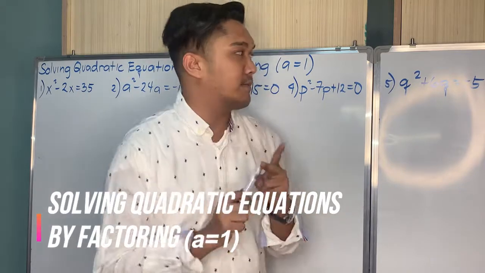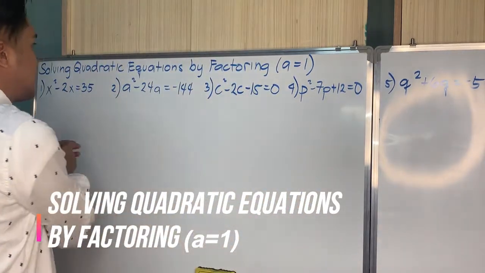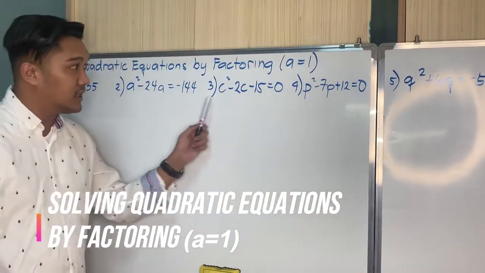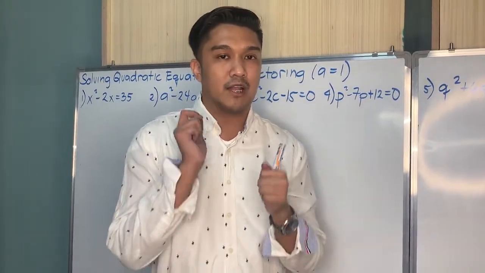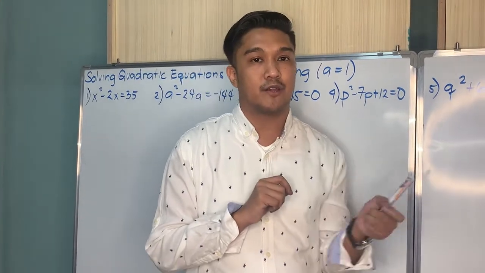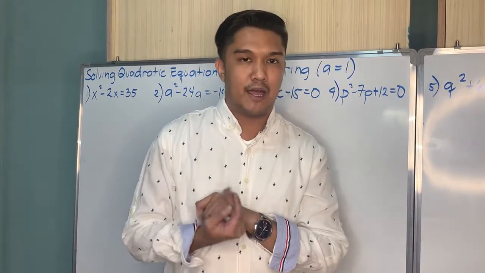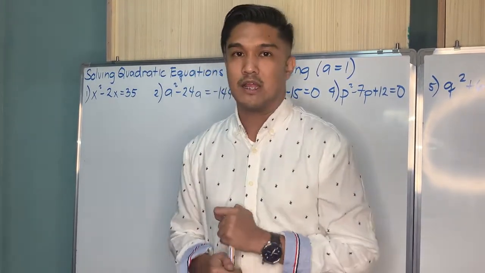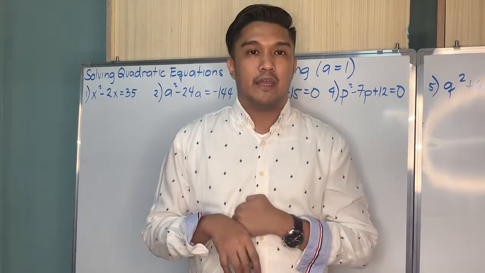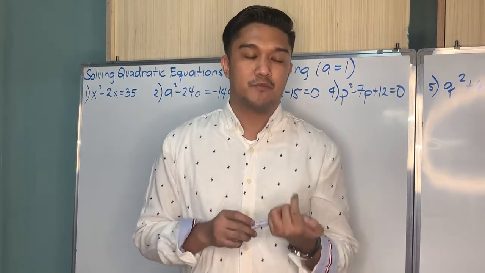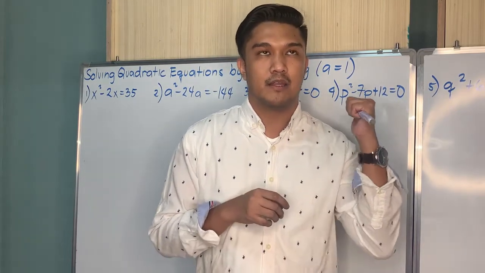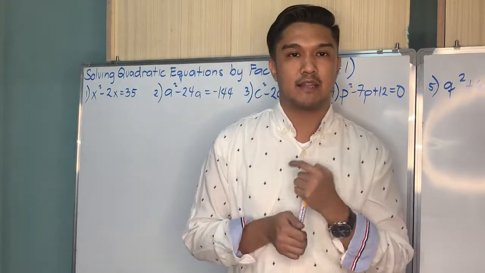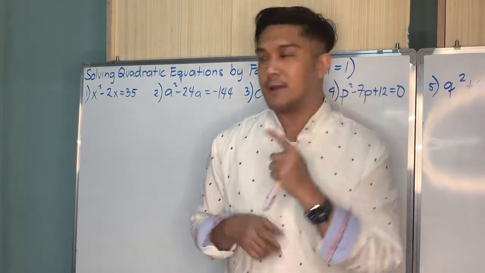So ngayon, kung mapapansin ninyo, yung mga given equations natin, lahat ng value ng a, yung coefficient ng x squared or ng quadratic term, lahat yon ngayon ay equal sa 1. Okay? So, para sa recall din natin, you should recall how to factor quadratic trinomial. Okay? Yung grade 8 math natin. So, let's start with number 1.